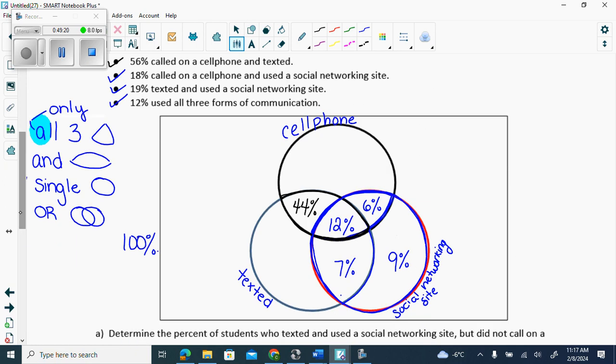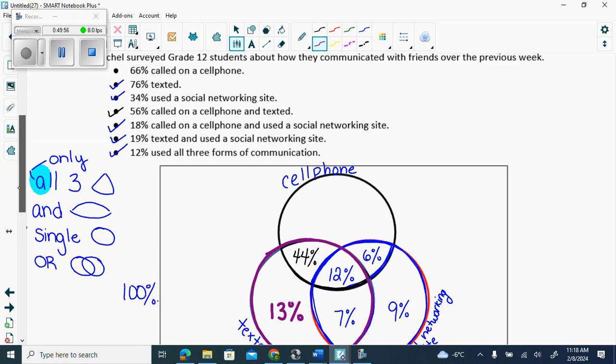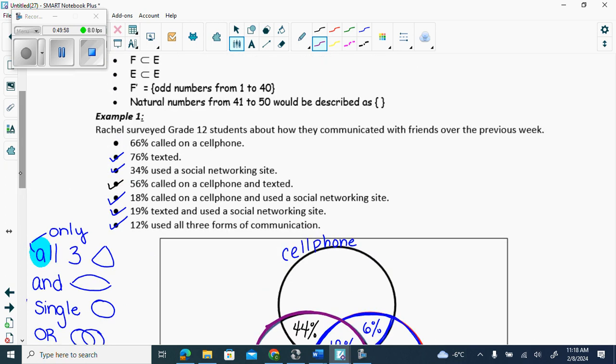76 texted. So in the texting circle, I need to have 76. I currently have 44, 56, 73. I don't remember the number I needed. 76. So how many just texted? 13, 20, 64, 74, 76, yeah. 76? I keep reading the numbers. My brain is going mush.